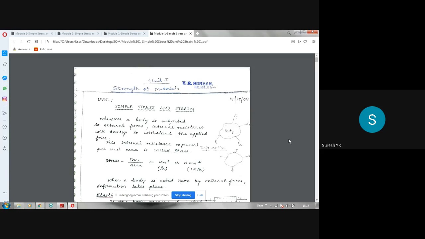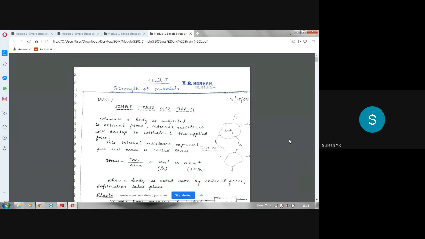So whenever a body is subjected to some external force, some internal resistance will develop within the body to withstand the external force. That internal resistance, whatever is developed within the body, depends on the nature of the force which is acting externally. If the force is tensile, tensile stress will develop. If the force is compressive, compressive stress will develop.